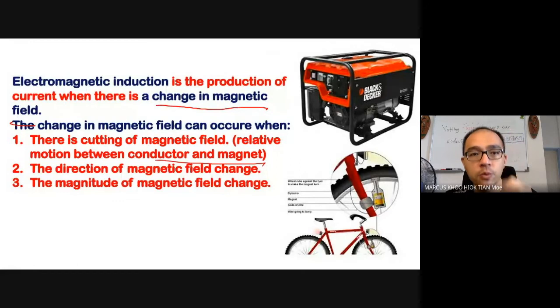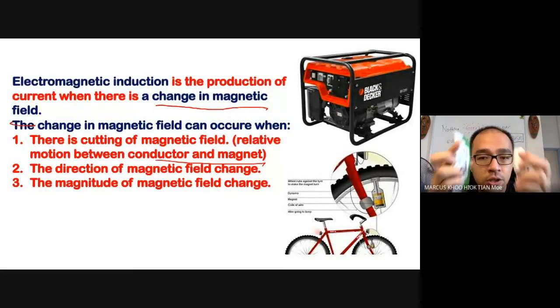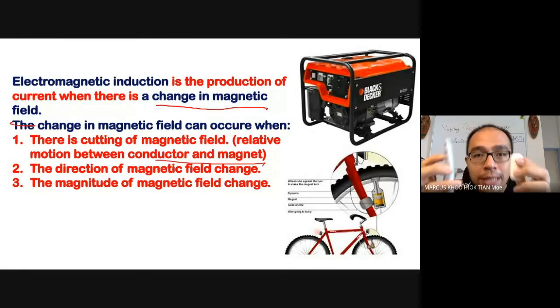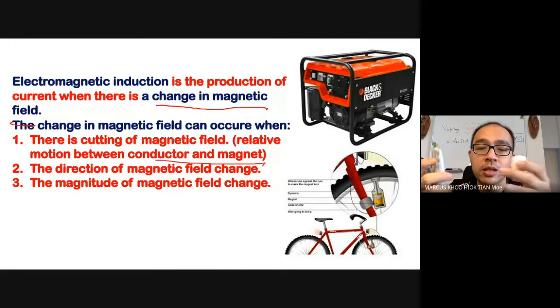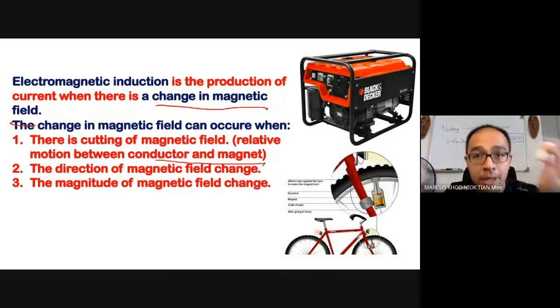Okay, third way is the magnitude of the magnetic field changes. First you use a weak magnet, then you make the magnetic field become stronger. How do you make the magnetic field become stronger? You add more magnets. There are many ways lah. You change the value of the magnetic field. Okay, and these are the three ways that you can produce a current by electromagnetic induction.